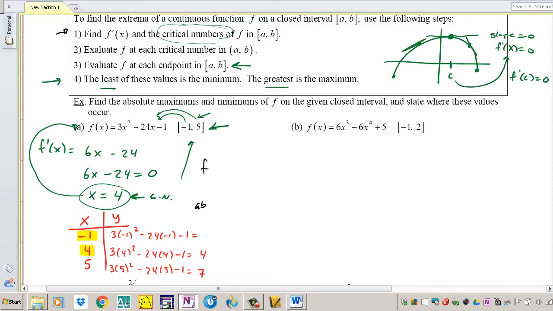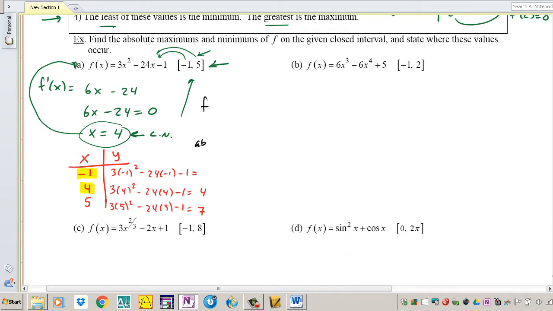Step 1, we need to find the f prime and then find the critical numbers. Step 2, we evaluate the critical numbers using an x and y table, and also the endpoints. And the final step says determine which of these values is the least and the greatest. So let's go ahead and do part B. Part B, we need to find the derivative.